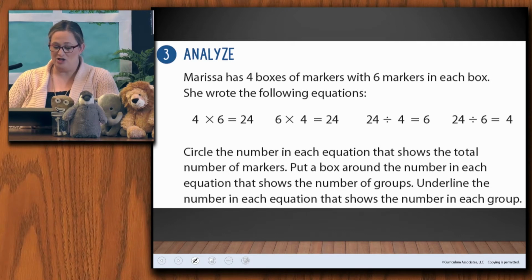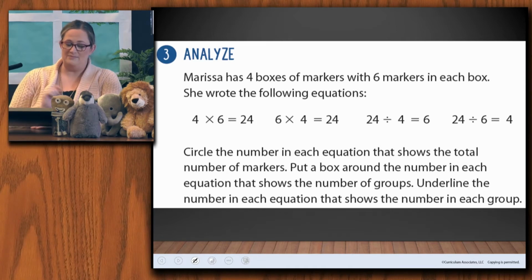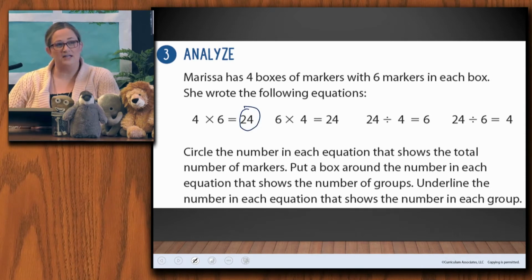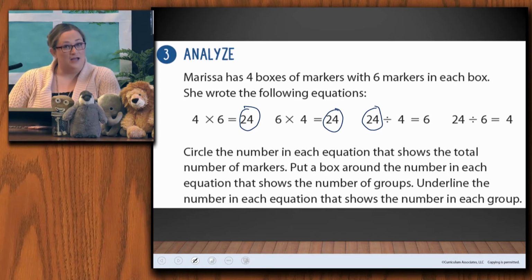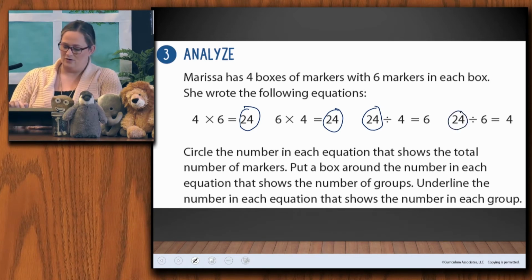Circle the number in each equation that shows the total. Okay, so 4 times 6 is 24. What's my total? 24. What about the next problem? 6 times 4 equals 24. What's my total? 24. 24 divided by 4 equals 6. What's my total? 24. And the next one? 24. Okay, so we've done that. So we've circled the number. That is the total number of markers.